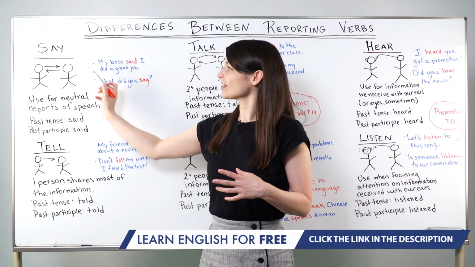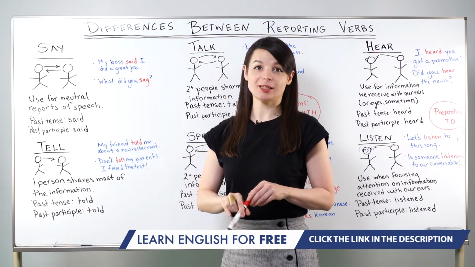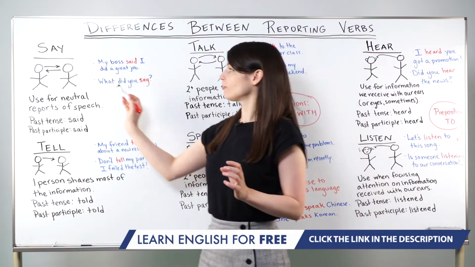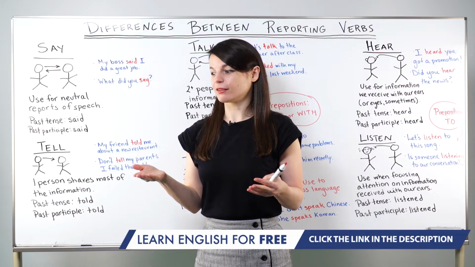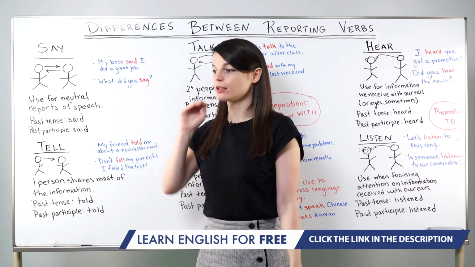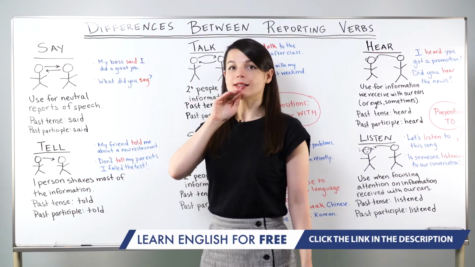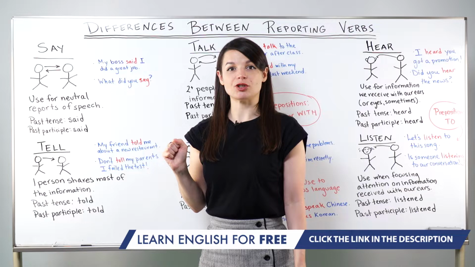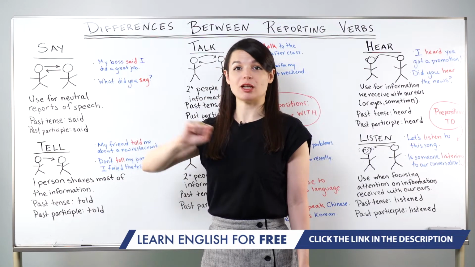So when we use say, we use it for neutral reports of speech. You can imagine if two people are talking and we just want to communicate the thing that someone said or the thing that someone expressed, we can use say to do that. For example, my boss said I did a great job. So that's just a plain, normal report of information.